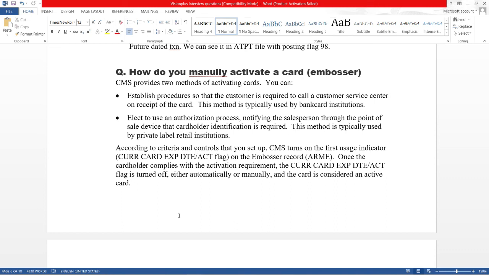According to the criteria and controls that you set up, CMS turns on the first usage indicator, current card expiry date is ACT flag, on the embosser record ARME. Once the cardholder complies with the activation requirement, the current card expiry date is ACT field is turned off, either automatically or manually, and the card is considered an active card.